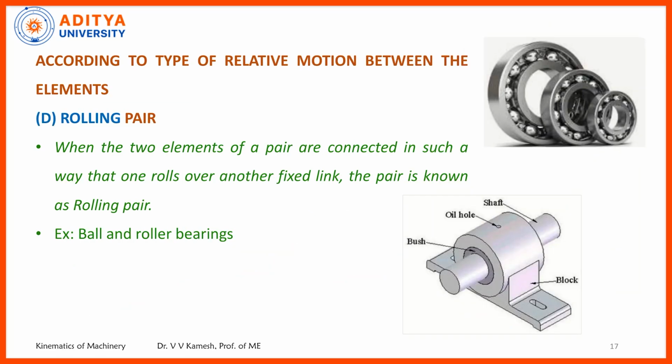Now the next one is according to the relative motion between the elements, in such a way that one rolls over the other fixed link. The pair is known as a rolling pair. We are having only rolling, right. So the ball and roller bearings you might have seen in the right side top. So this is the rolling pair, okay. So one rolls over the other.